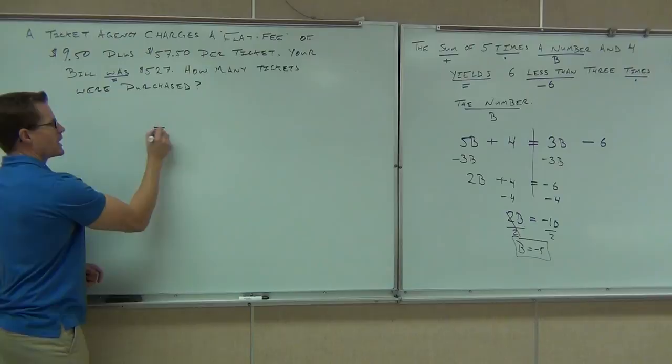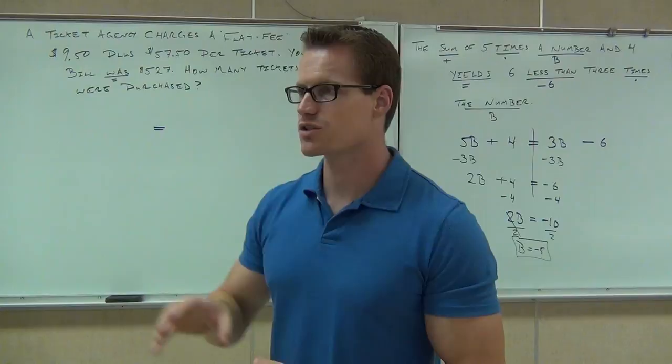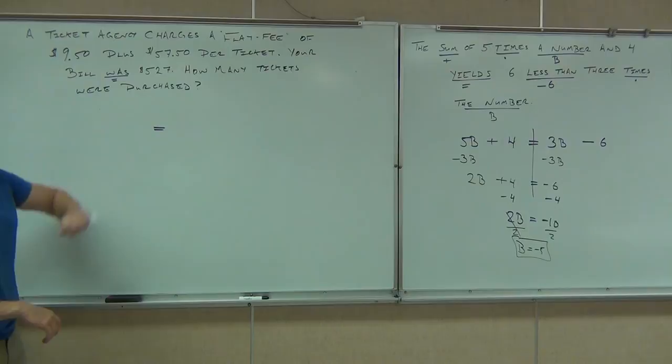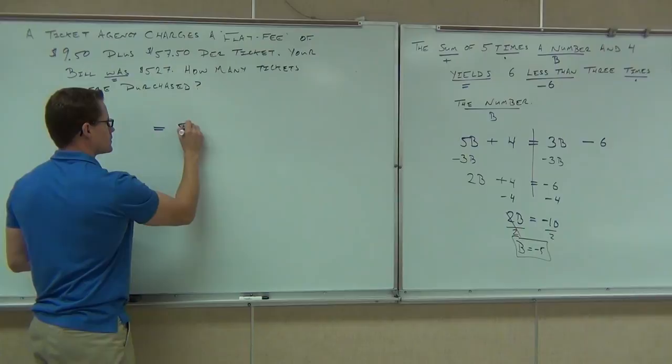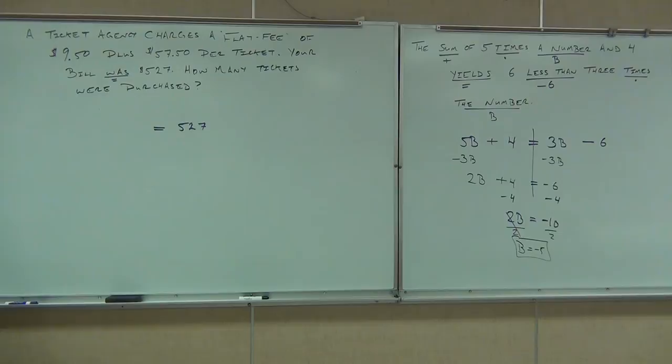Here's what's nice about these word problems. Everything before the is goes on the left-hand side of our equals. Everything after the is goes on the right. Let's look at the thing after. Your bill was $527. What's going on the right-hand side of my equation? $527. That's it. That's nice. On the left-hand side comes everything before. Ticket agency charges a flat fee of $9.50 plus $57.50 per ticket.